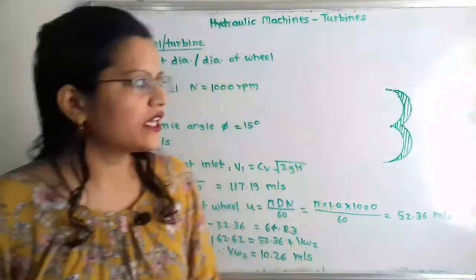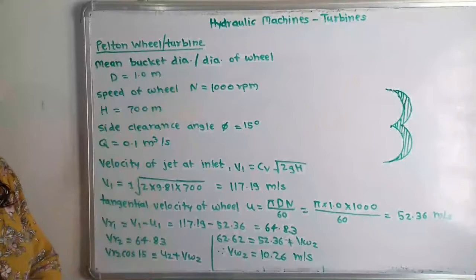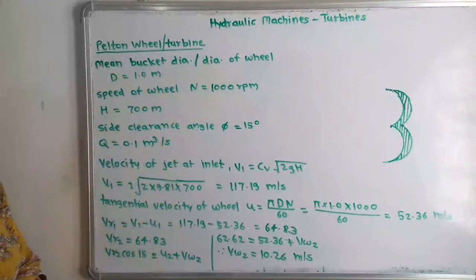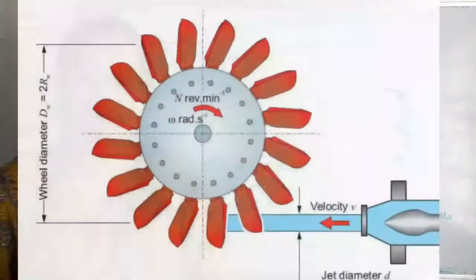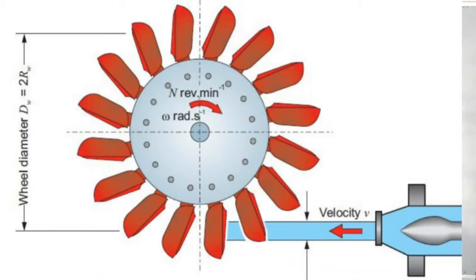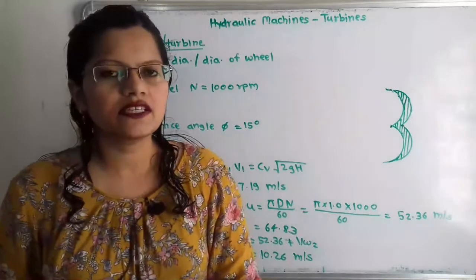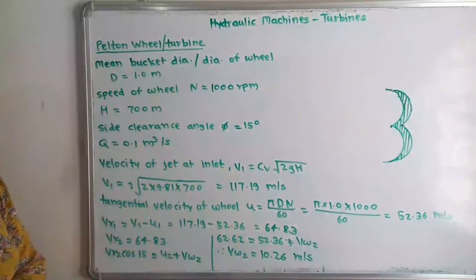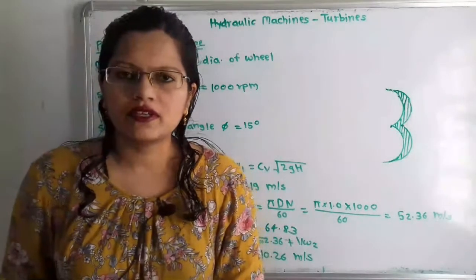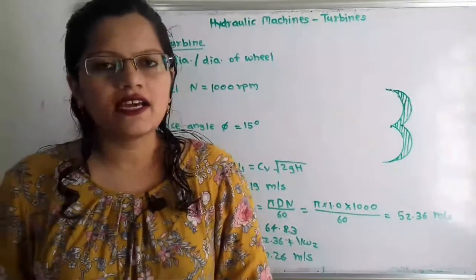Now if we observe here the mean bucket diameter, or we can also say diameter of the wheel D is given, which is equal to 1 meter. Then the speed of wheel in rpm is given, so we will say capital N is equal to 1000 rpm. So this diameter as well as speed of wheel is shown in the diagram. Now again the head is given, so this is the net head, so we can say it is H is equal to 700 meter. Then the side clearance angle phi is 15 degree and the discharge Q is 0.1 meter cube per second. So this data is given.